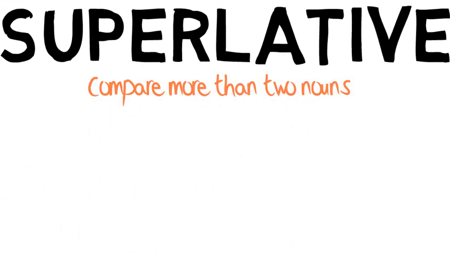Superlative forms are used when comparing more than two nouns. Again, this is nitpicky, but when you only have two things to compare, neither of them can be the tallest, shortest, or best. They can only be taller, shorter, or better than the other one. So you should only use superlative forms when comparing more than two nouns.